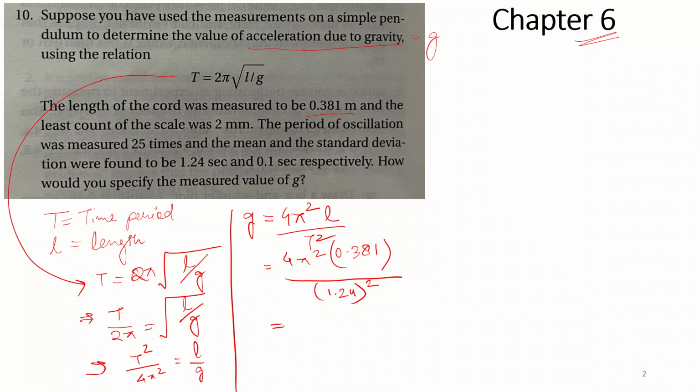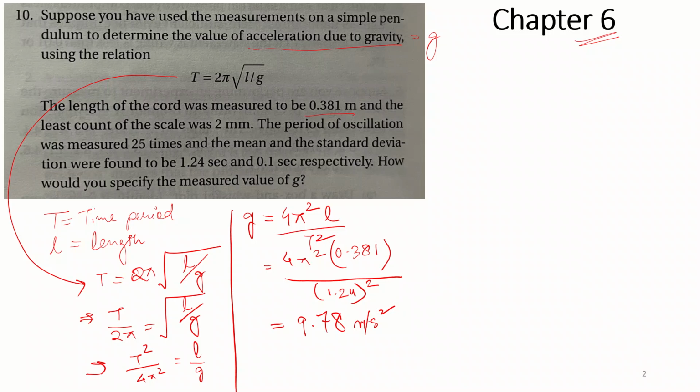It is coming as 9.78. So what will be the unit? What is the unit of acceleration due to gravity? Nobody? Meters per second square, yeah. This is the unit. Otherwise, you can also derive it from the formula. Now this is the absolute value.